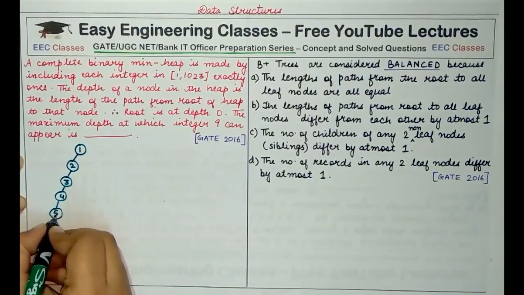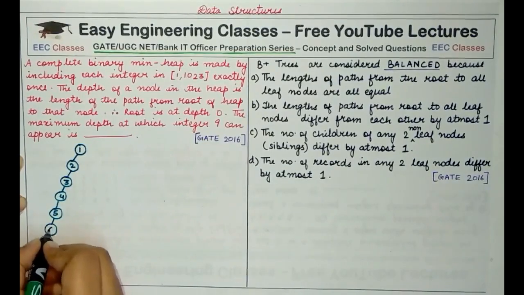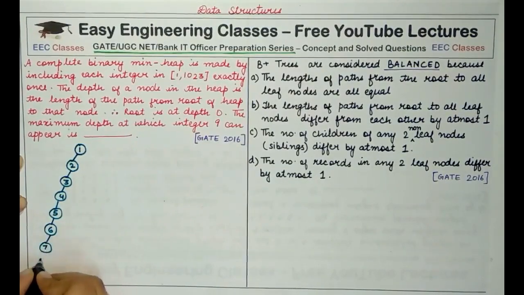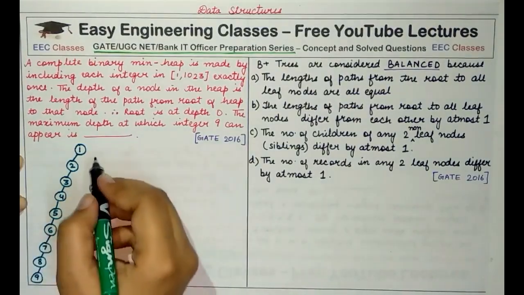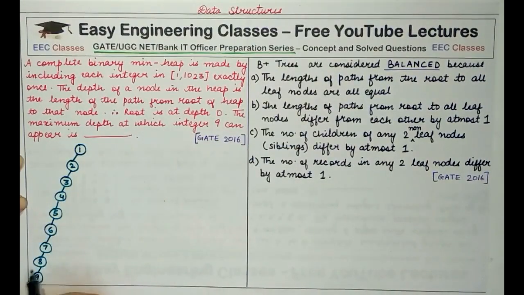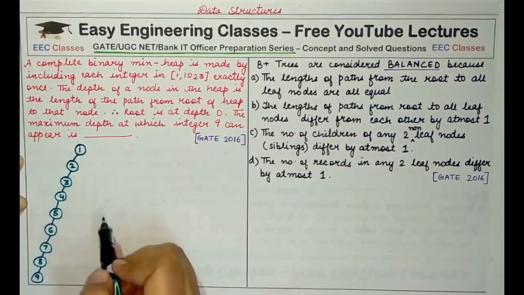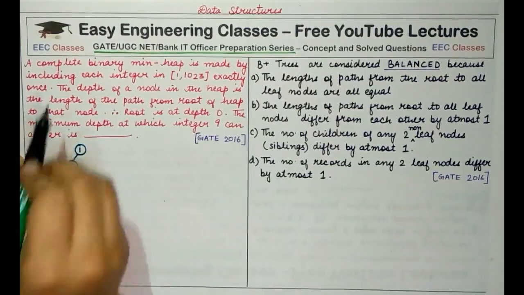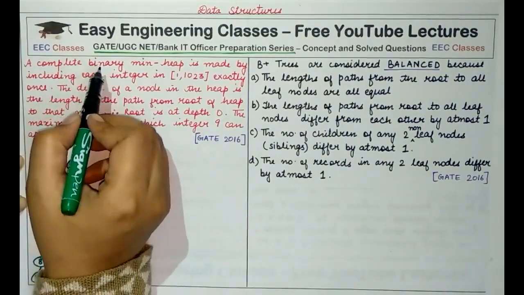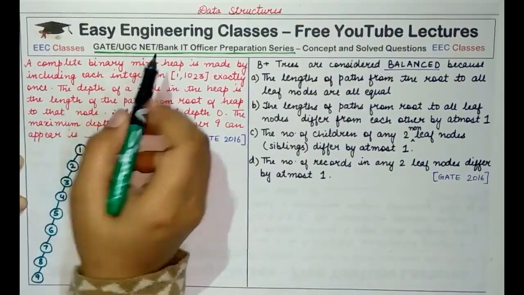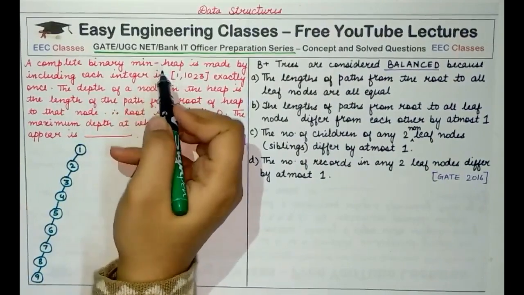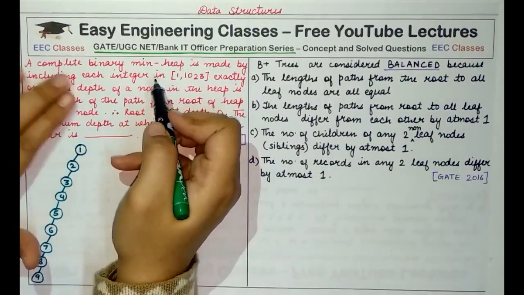filling in all the numbers till the value 9. Though 9 appears at the farthest end, this is the farthest depth that can be achieved for placing the value 9, but this is not a complete binary min heap. Firstly, it is not a complete tree, it is not a binary tree, and though it's a min heap, it should follow the first two properties.